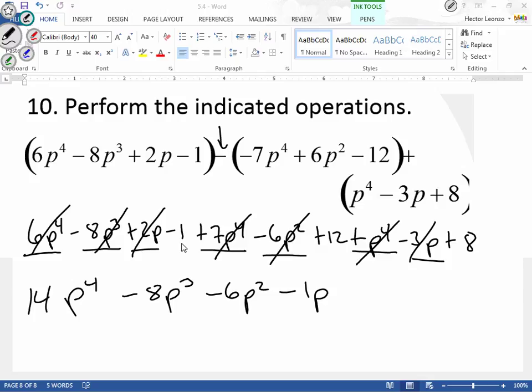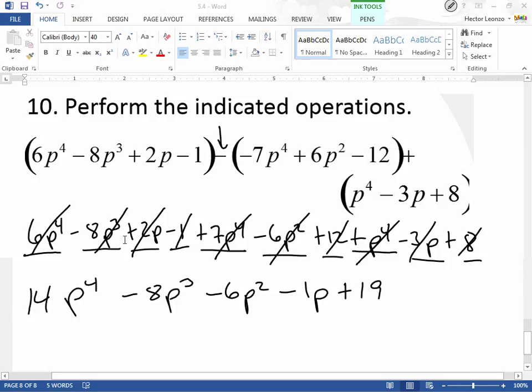Lastly, let me look at my numbers with no letter. So I have negative 1 plus 12 plus 8. That should give you 19. I noticed that I crossed out all my terms, so I'm okay. So again, if there was a term in there I did not cross, then I didn't use it, and more likely my answer is incorrect. So that's how we add and subtract polynomials.